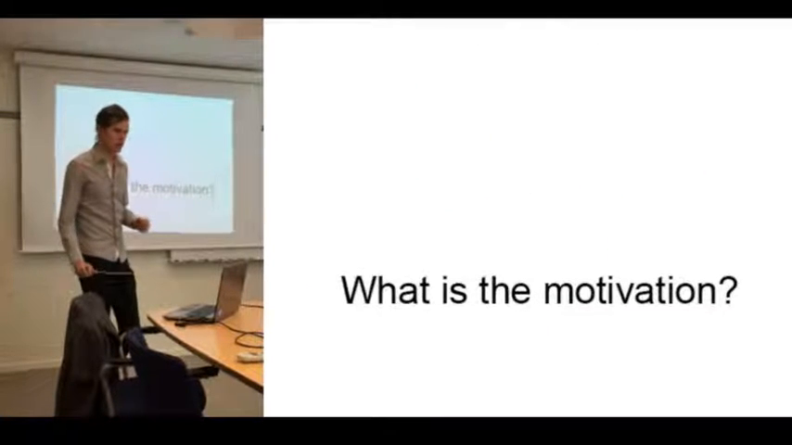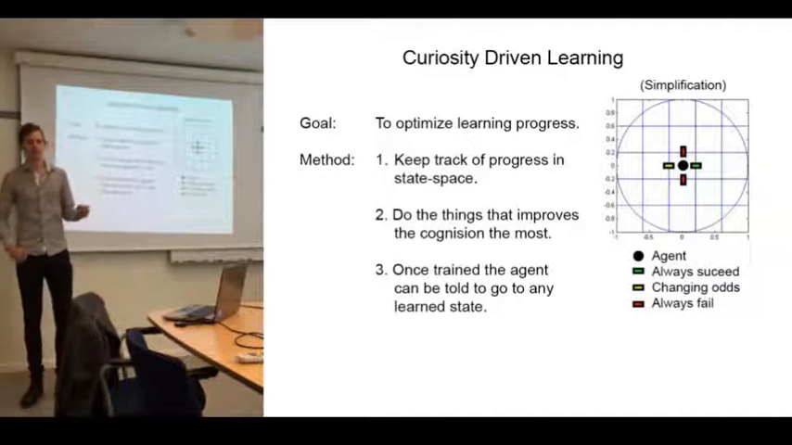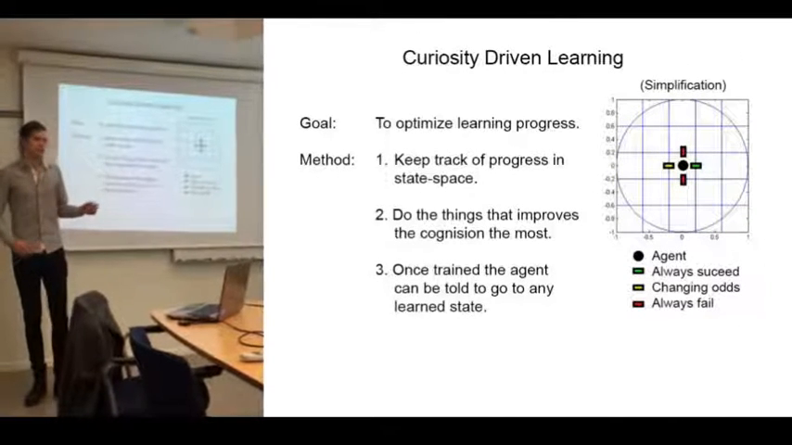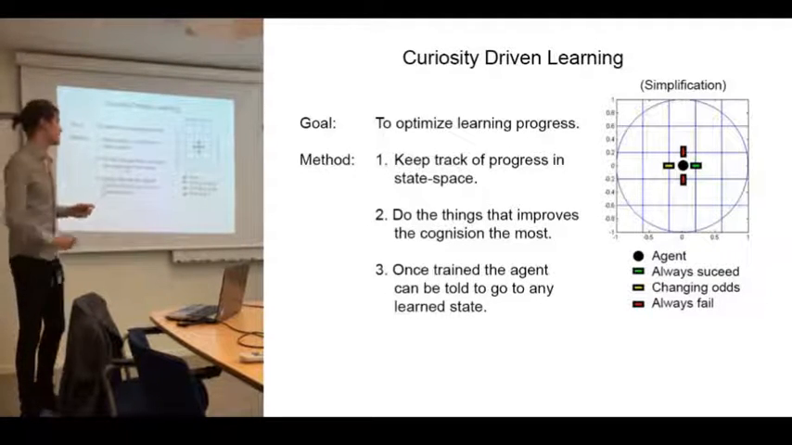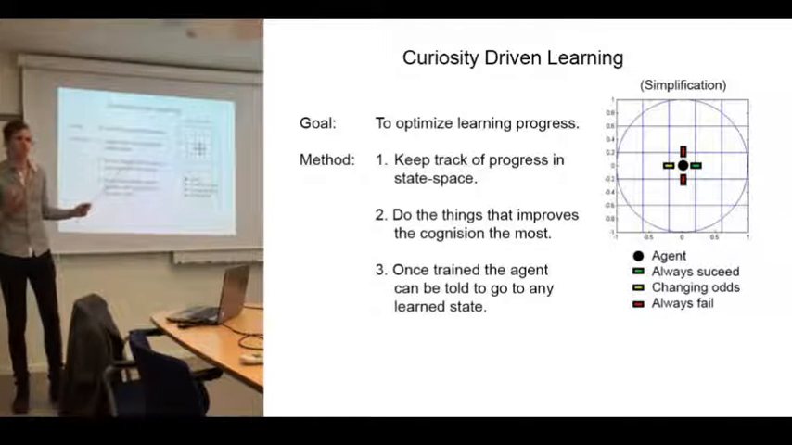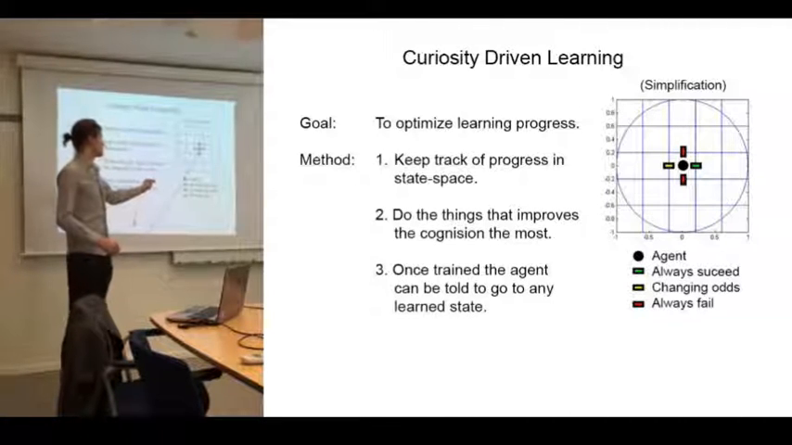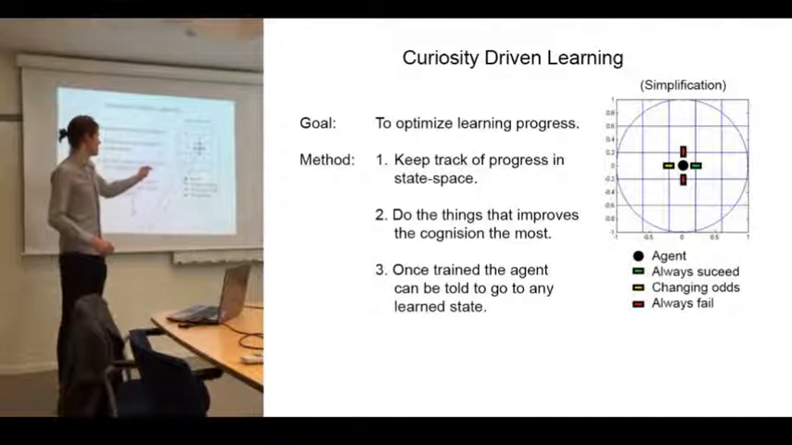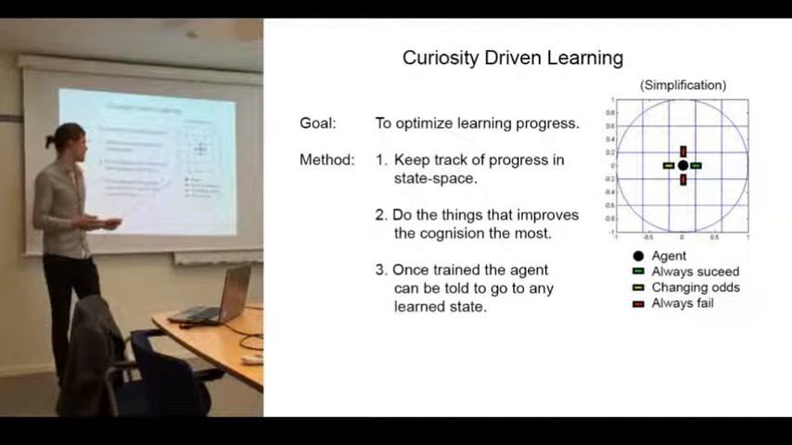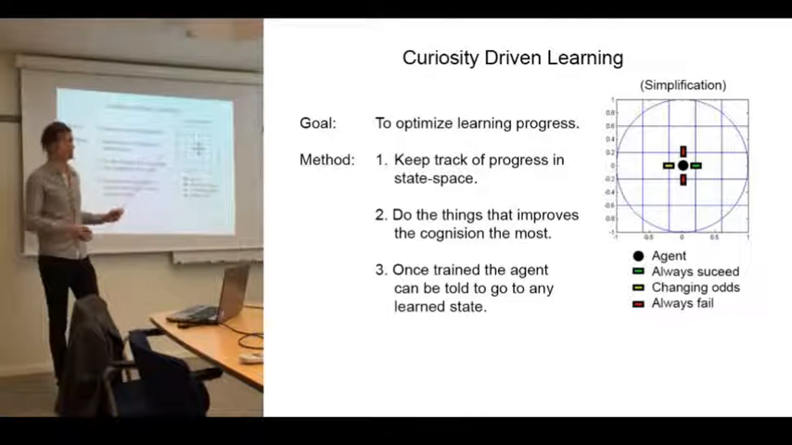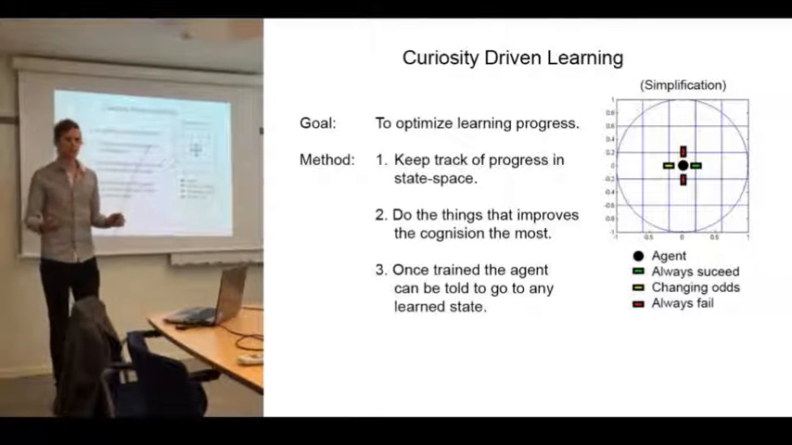So what is the motivation of the robot? In this case, I have been using something called curiosity-driven learning, and it is basically to try to optimize the learning process. This is extremely simplified, but I just want to give you a feeling of what it does. So let's say that the robot is in this state here in the middle, and it has tried all these transitions a lot of times. The green transitions have been tried a lot of times, and they have always succeeded, and the red ones have never succeeded, but the yellow ones have changed in their odds of success or failure.